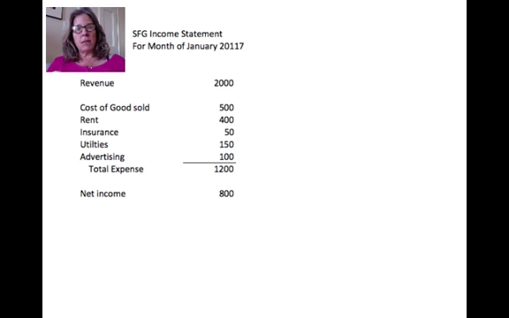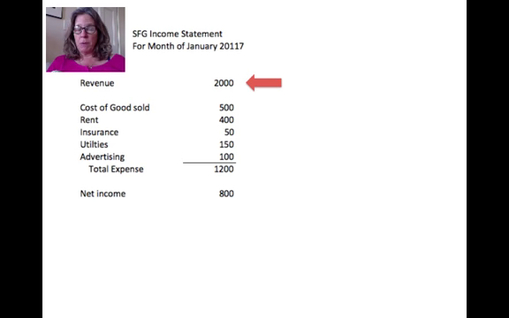So this is an income statement. First let's look at it. This is for the month of January, not for a point in time, but over a period of time, how much money we made for that period of time.